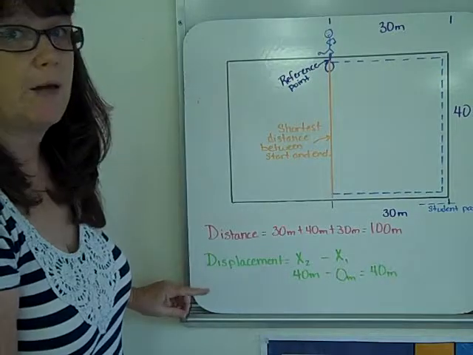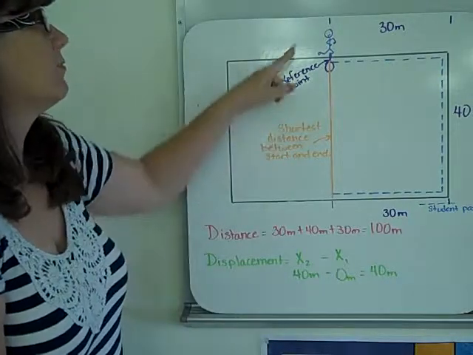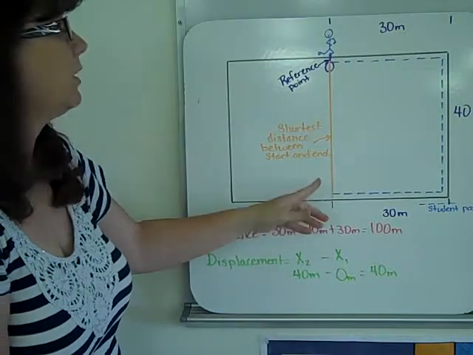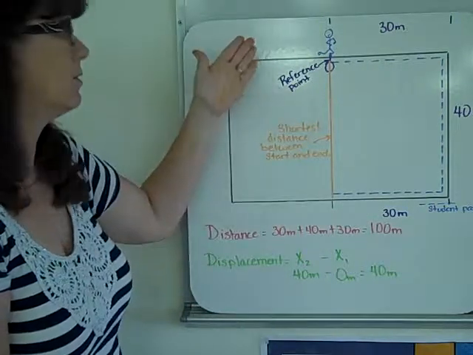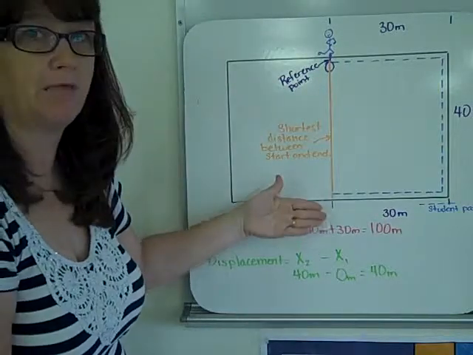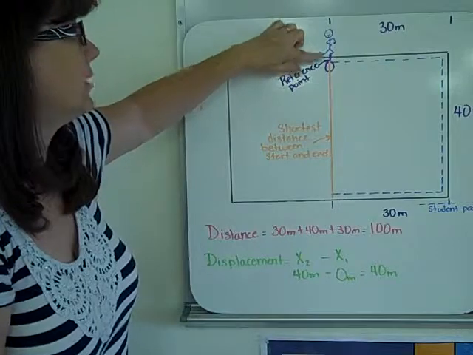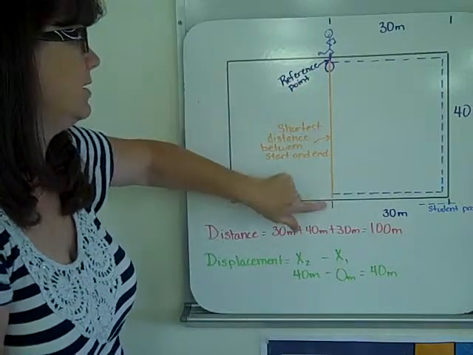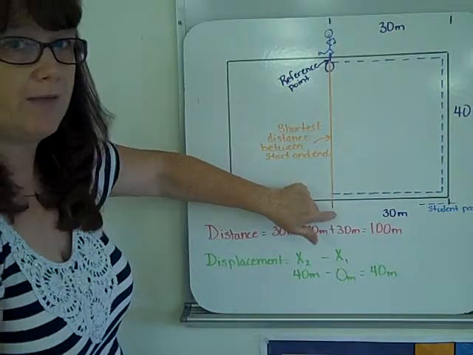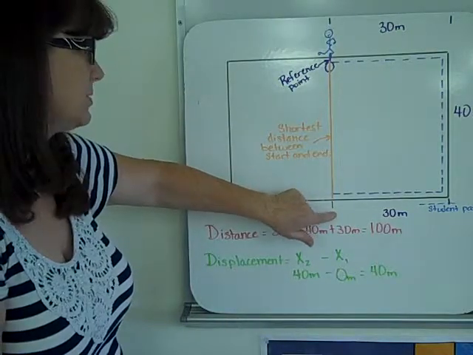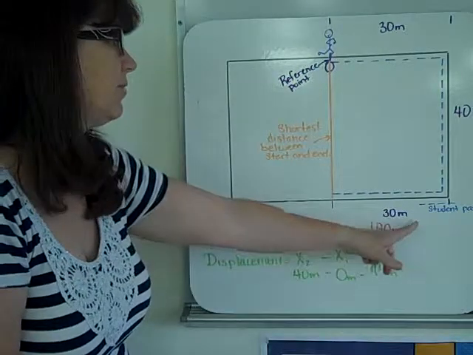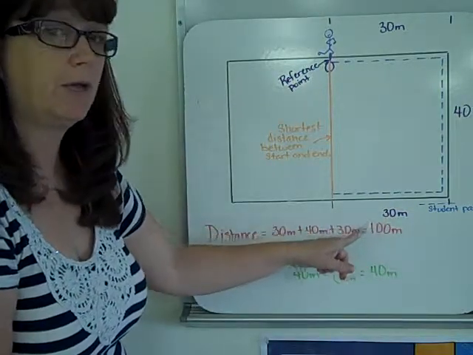If we want to look at the amount of displacement, which is from starting point to ending point, we're going to take the shortest path. And remember we said that the shortest path is a straight line from beginning to end. So we're going to draw a line here from here to here. We're going to take, in place of a number value for our ending position, 40 meters instead of 30 meters. Anybody got a clue why?